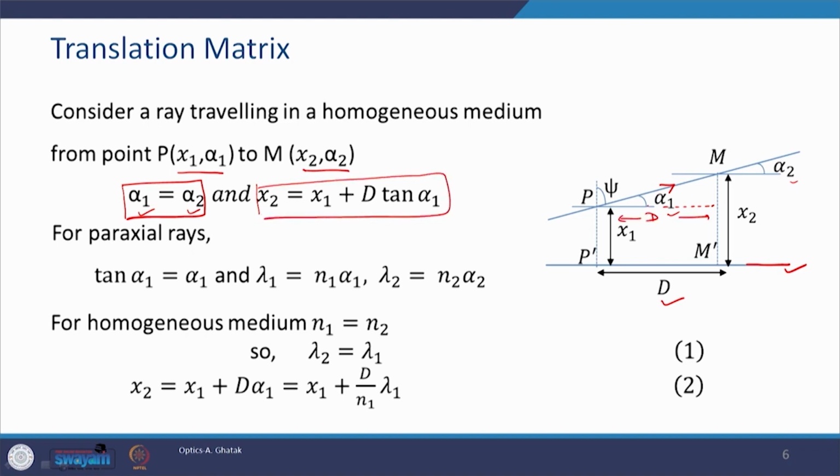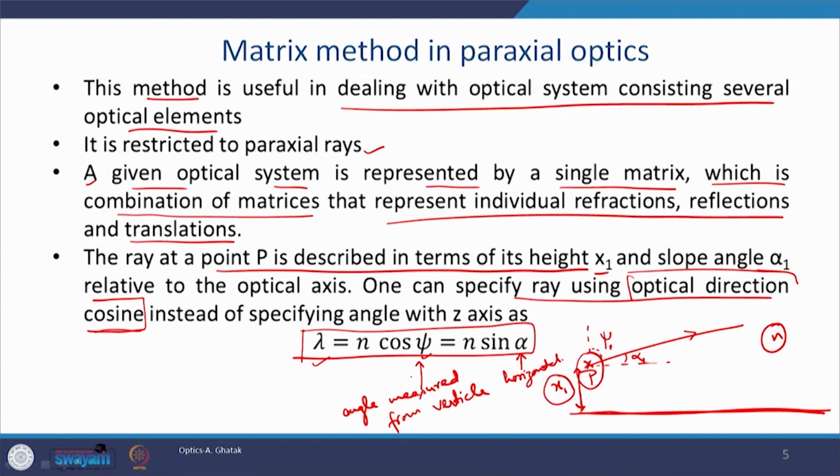If you take tangent of alpha 1, then you will get the relation between this vertical distance and capital D, and this gives us the relation between x2 and x1. But we are in the paraxial domain, therefore tan alpha 1 would be equal to alpha 1. Therefore, we can safely write tan alpha 1 is equal to alpha 1. Therefore, lambda, which is the direction cosine which we defined in our previous slide, is equal to n alpha, and instead of writing n sin alpha, we will write n alpha, because sin alpha would be equal to alpha in paraxial domain.